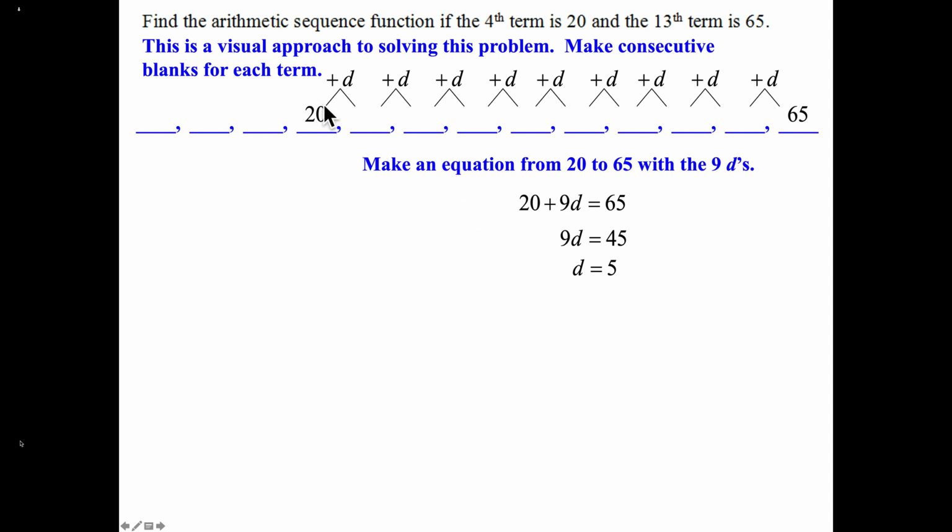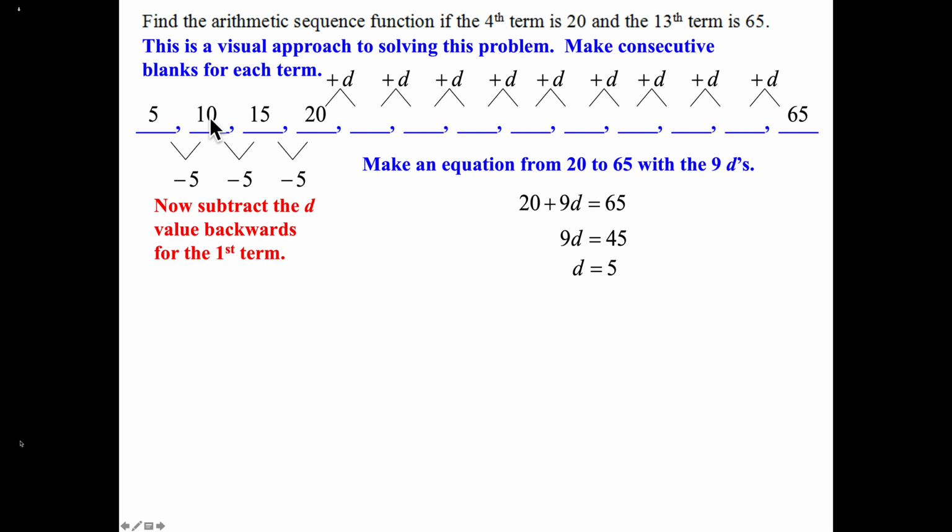And then we can take this value of 5. If we know we're adding the 5 going to the right, well, then to the left, you must be subtracting 5. So 20 minus 5 is 15, 15 minus 5 is 10, 10 minus 5 is 5. Or if it's too long of a distance, just count up how many d's you have to subtract, multiply that by negative 5, and then take the 20, in this case 3 times negative 5 is negative 15, 20 minus 15 gives you the 5. That's your first term, and there's your sequence function.